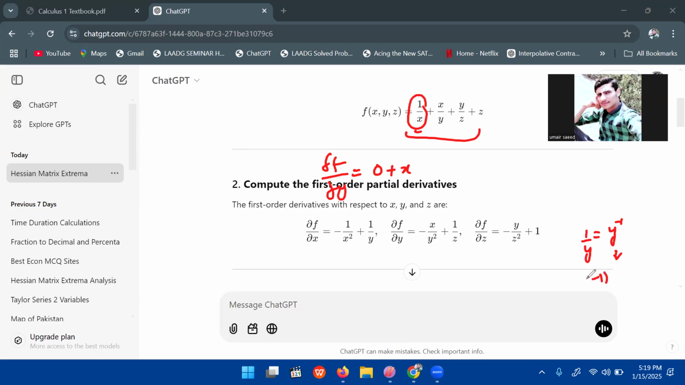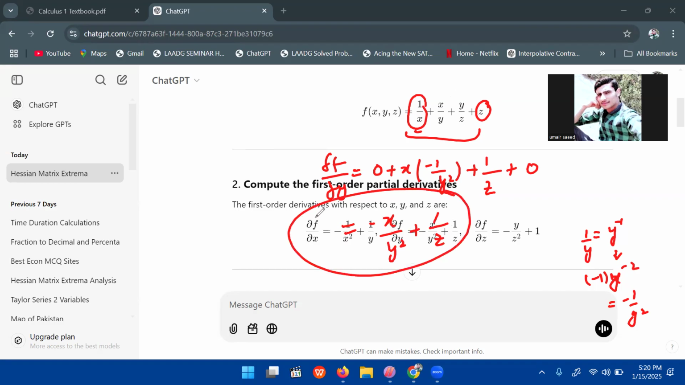The power rule says that minus 1 comes first and then y raised to power minus 2. We can write it in the form of minus 1 over y squared. So the derivative of 1 over y is actually minus 1 over y squared. Here it is y; its derivative is 1, and z stays the same, plus the derivative of the last term z is 0 because we are taking the derivative with respect to y, treating x and z as constants. So we get minus x over y squared plus 1 over z. This is our partial derivative with respect to y.